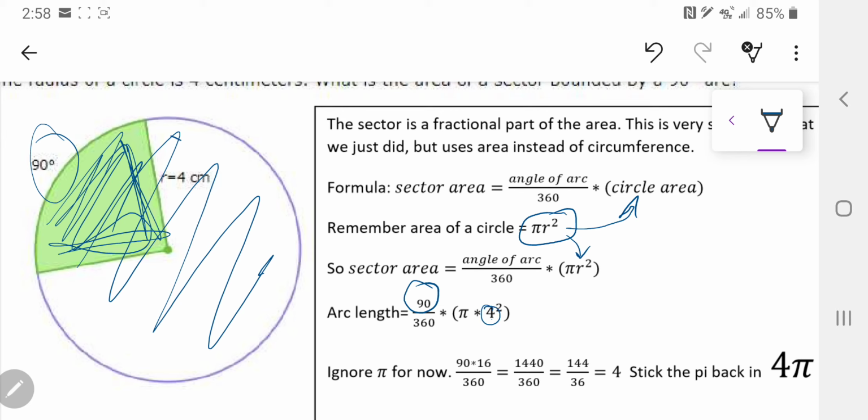R is 4. So 4 squared is 16, so we take 90 times 16, ignore pi again for now, all over 360. 90 times 16 is 1440. The zeros cancel. 144 over 36 is 4. Stick the pi back in and you get 4 pi.